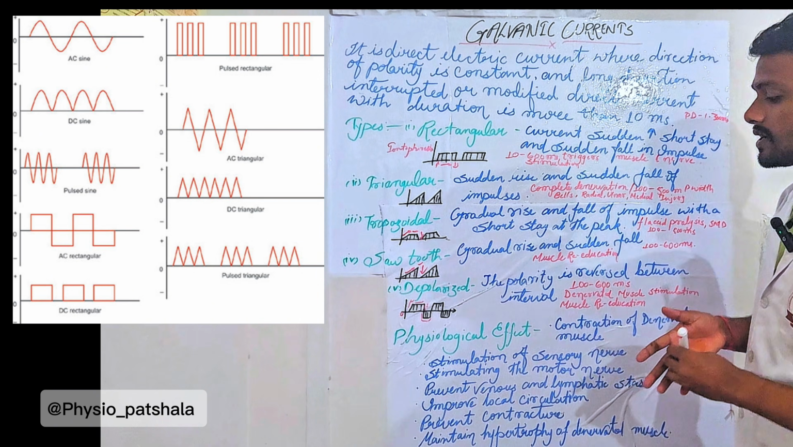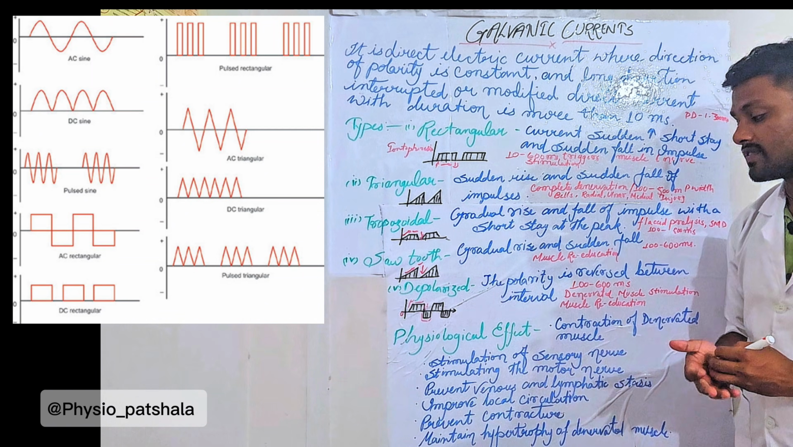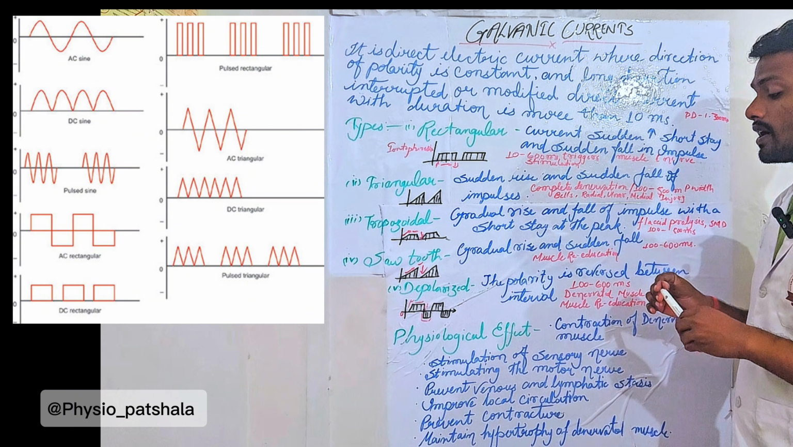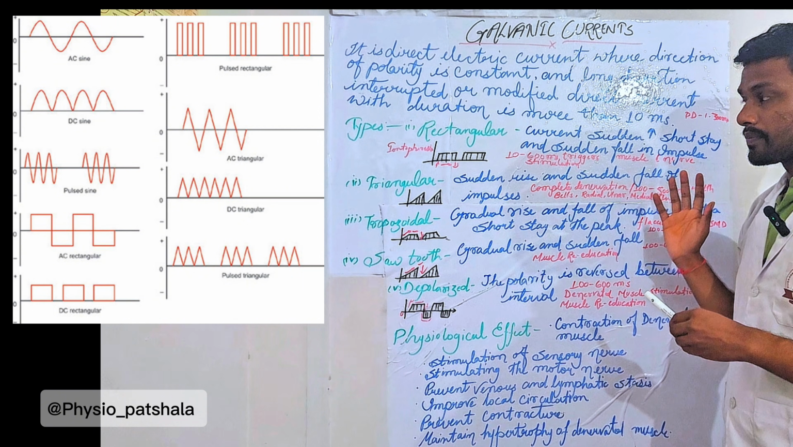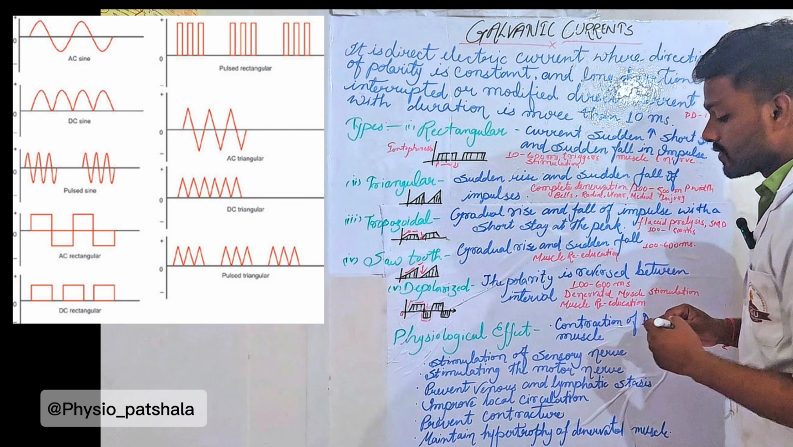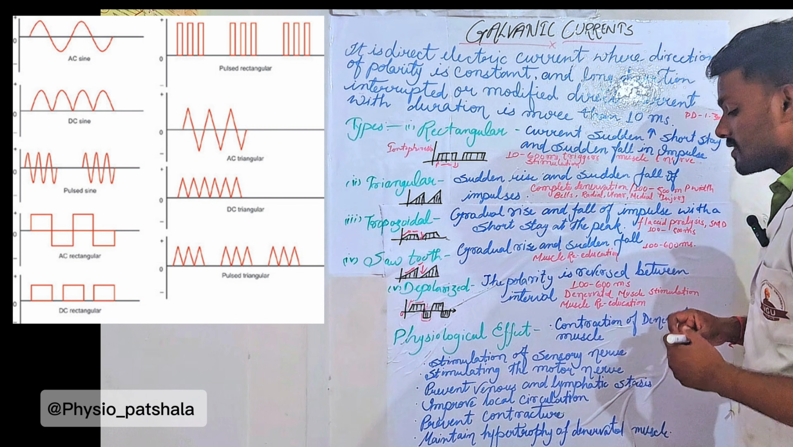So that is the types. The last one is physiological effects. So what kind of physiological effects do we have if the patient is receiving this galvanic current machine, which is a muscle stimulator? First is contraction of the denervated muscle.